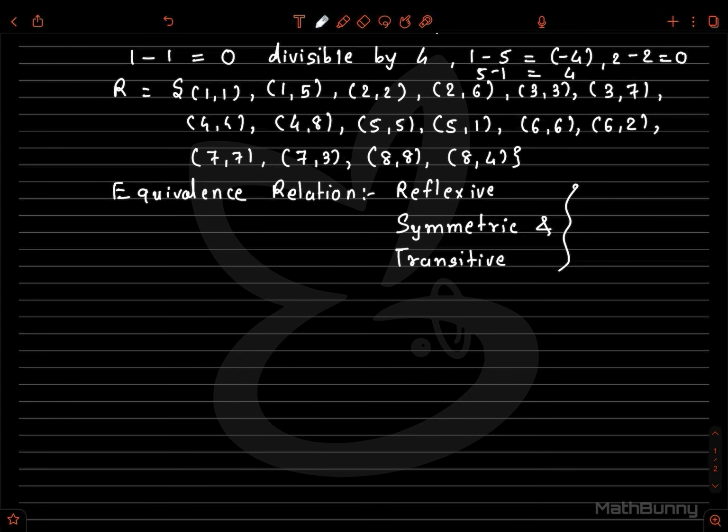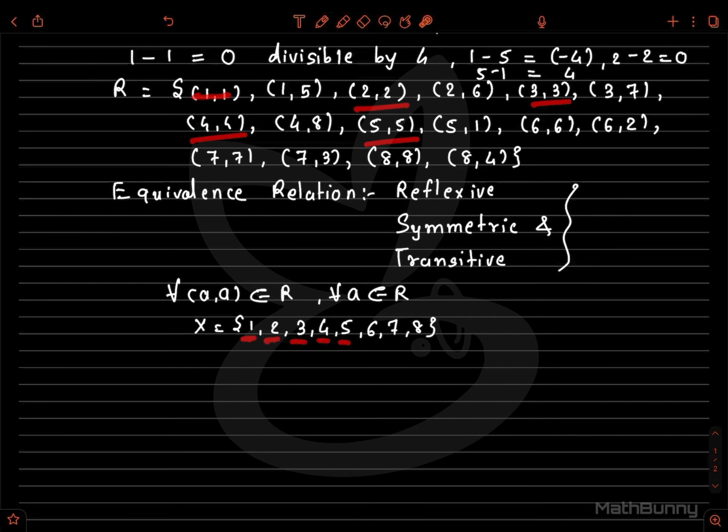Here you can see that all (a,a) type of pairs are present in R for all a belonging to X, which means X equals {1, 2, 3, 4, 5, 6, 7, 8} and all the pairs (1,1), (2,2), (3,3), (4,4), (5,5), (6,6), (7,7) and (8,8). For all a, (a,a) also belongs to R, and it is called a reflexive relation. So R is a reflexive relation.